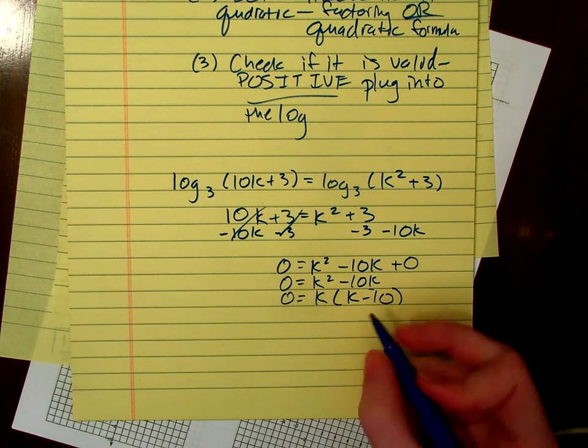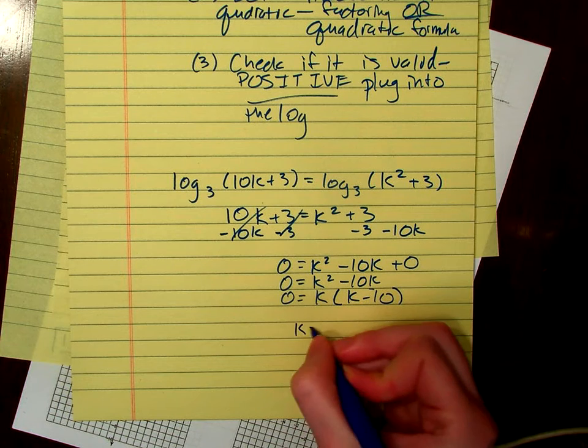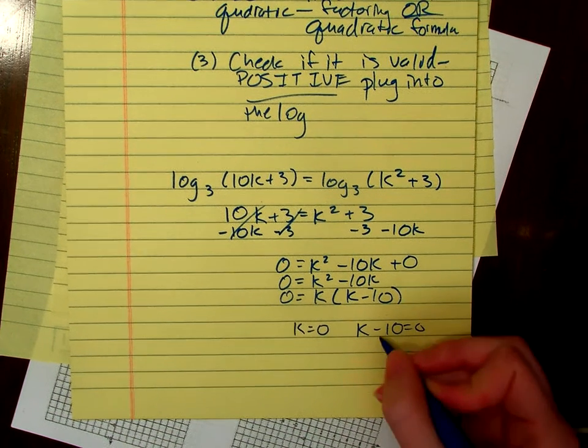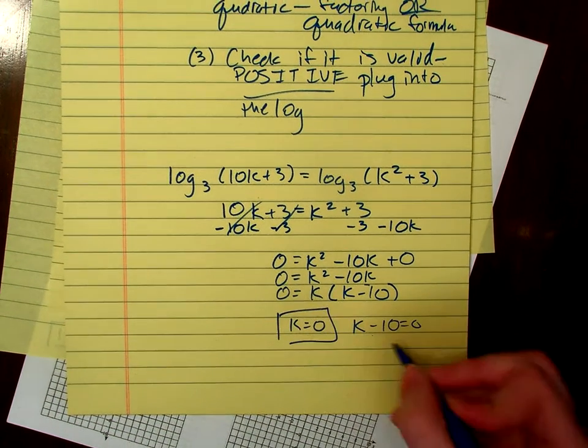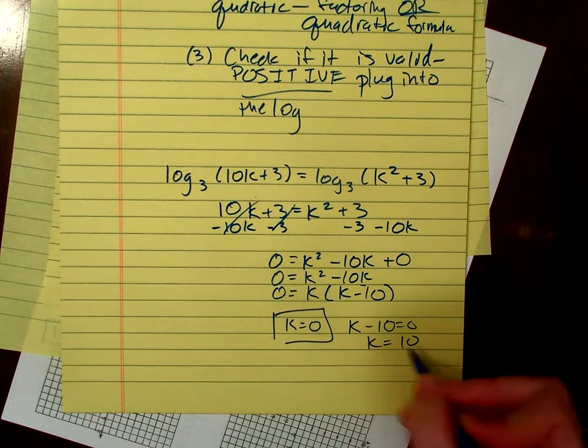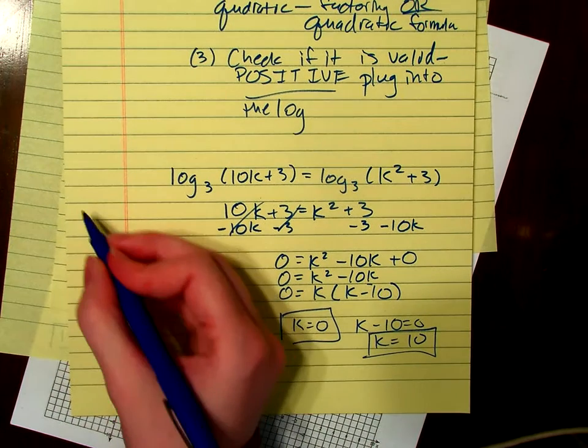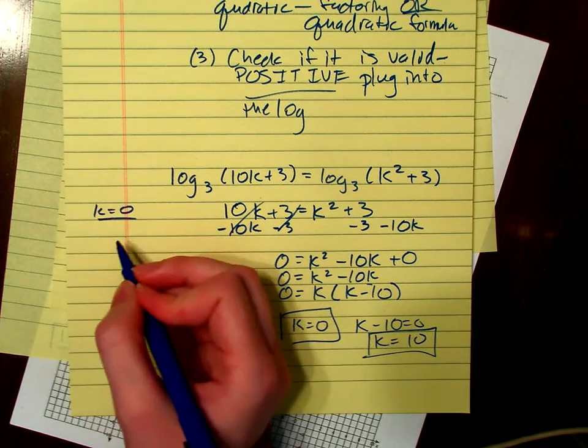And now I can go ahead and just set each equal to 0. I get k equals 0 and k minus 10 equals 0. So then I get k equals 0 and k equals 10. So let's go ahead and plug these guys in to make sure that they are valid solutions. Let's check k equals 0 first.